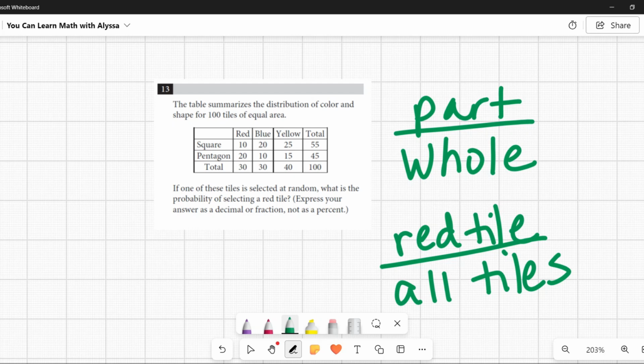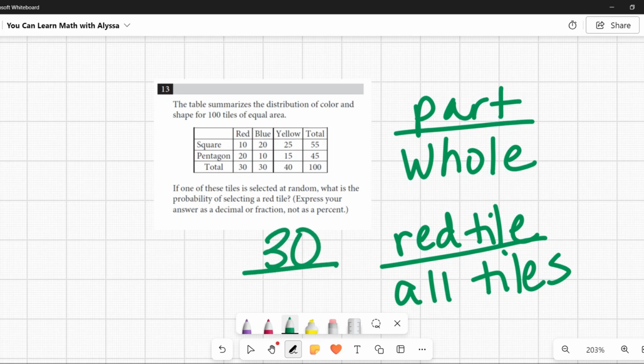So what is our red tile? Well, if you look in the red tile column, it's telling us there are 10 square tiles that are red. There are 20 pentagon tiles that are red for a grand total of 30 red tiles. So 30 is my number of red tiles.